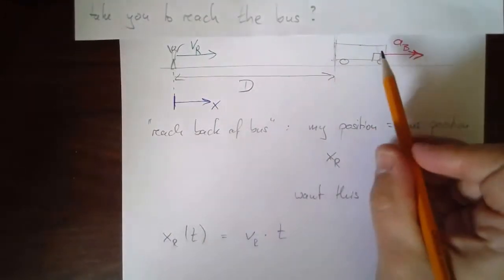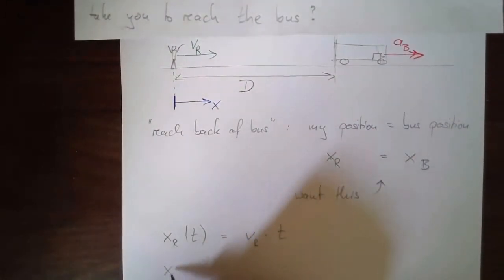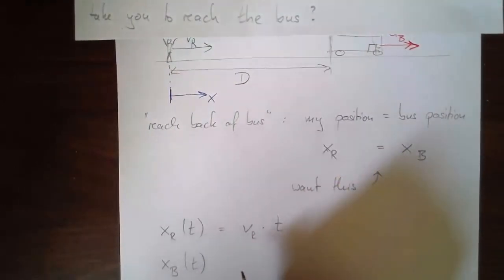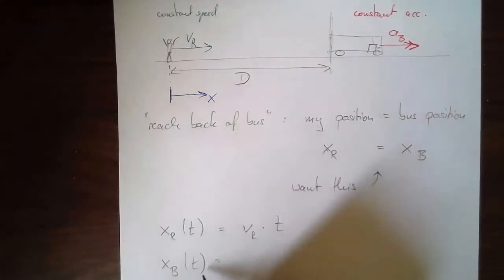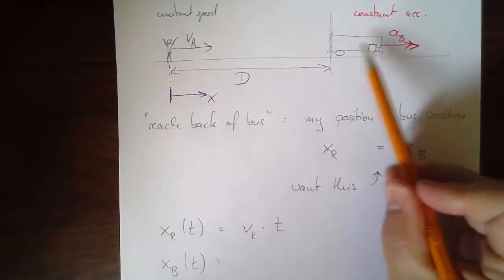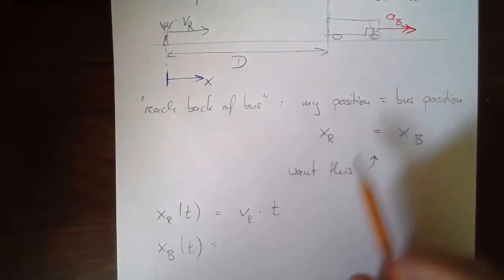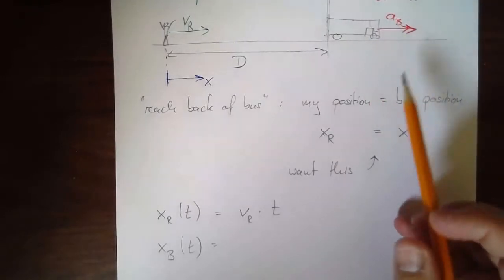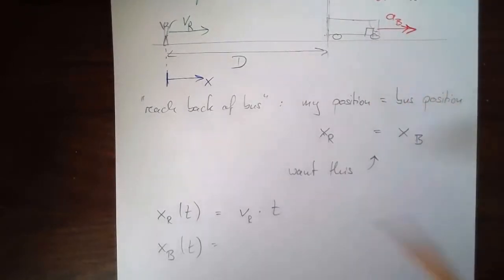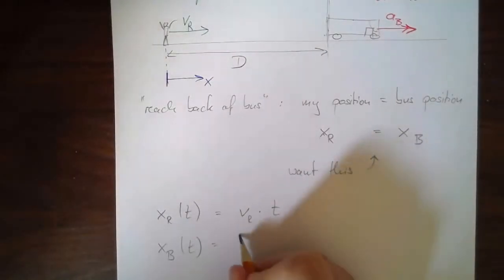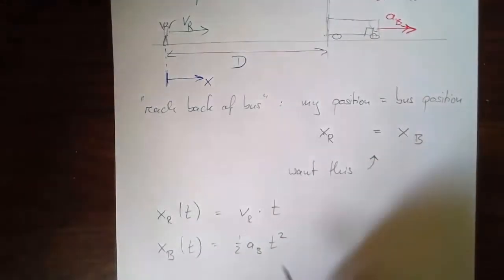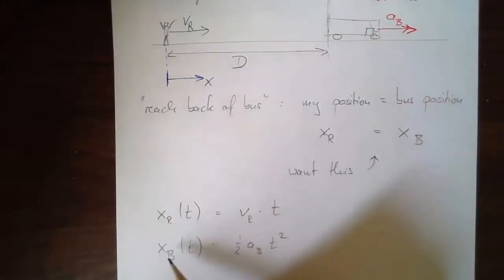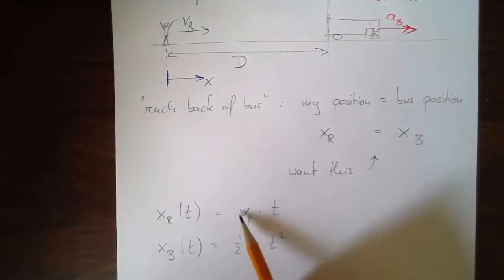Now, for the bus, we have accelerated motion. Its position as a function of time is going to be equal to, well, it starts from rest, right? So there's no v naught t term for the bus, but there's an acceleration, so it's going to be 1/2 a_bus t squared, the displacement as a function of time for accelerated motion. And of course, those two quantities are given.